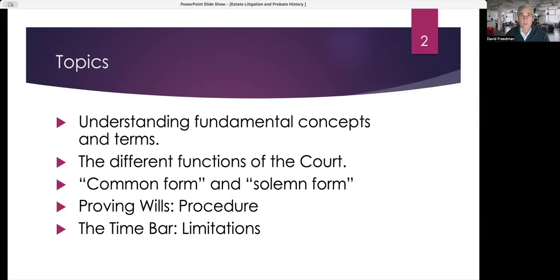Then I would like to talk about probate proceedings: probate applications in simple form, probate applications that are subject to a notice of objection, and contested proceedings, and a little bit on the procedure for proving wills, although other speakers are going to address that in great detail. And I would also like to talk a bit about the law of limitations.